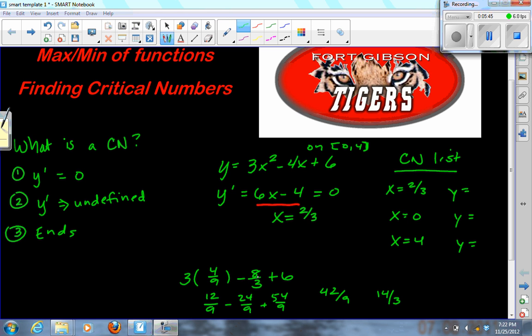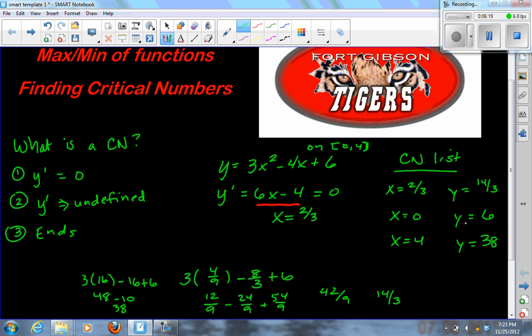So for instance, when x is 2/3, I'll stick a 2/3 back into here. You can see here that I've put in a 2/3 into here and here, and I worked all that out and got 14/3 here. So at 2/3, the y value is 14/3, which is about, what, 4 2/3. When x is 0, I'll put a 0 in here and here and get 3 times 0 minus 4 times 0 plus 6, so that y value is a 6. So this one is clearly higher than this one. If I put a 4 in here, you can see that I would get a 38.